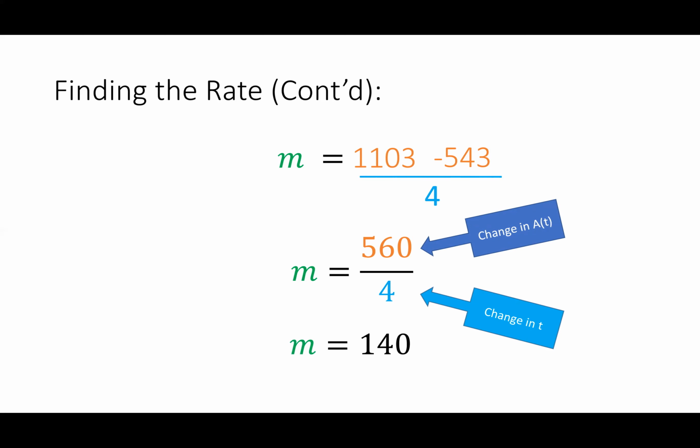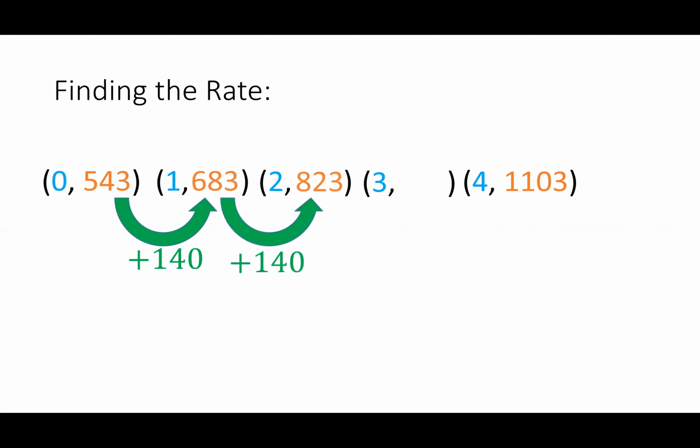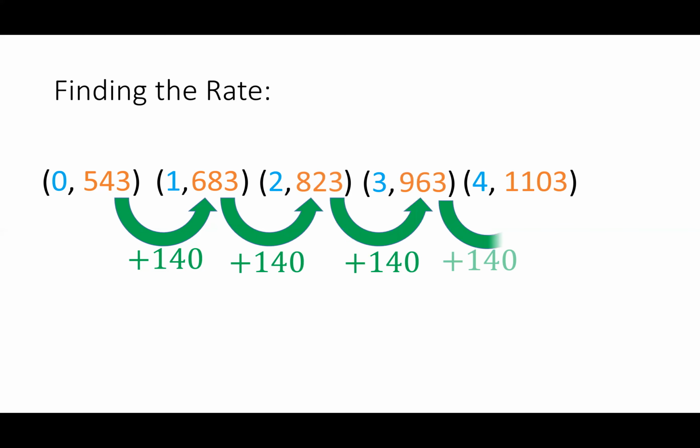Now, what does that mean? What that means is every year I'm adding 140 pounds of coal ash into the river. So that's going to be my rate. And what we see is that as I move one x value to the right, I'm moving up 140 y values.